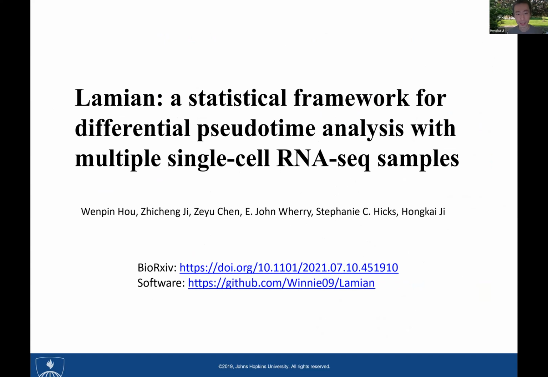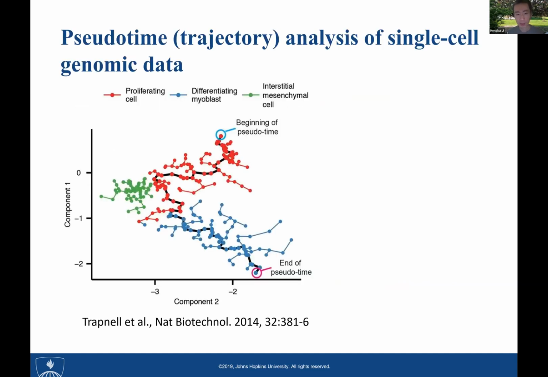Okay, so then next is Lamin. I'm going to quickly go through Lamin given the time remaining. So Lamin is a method to analyze differential trajectories. First, for those who may not be familiar with trajectory analysis, it's a way to analyze a continuous biological process using single-cell genomic data.